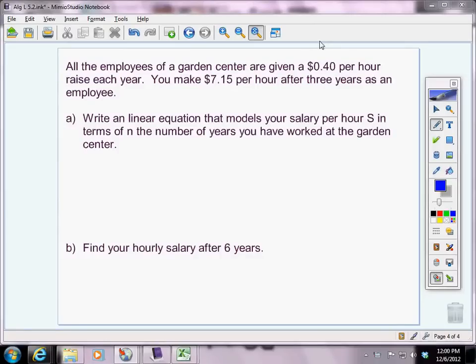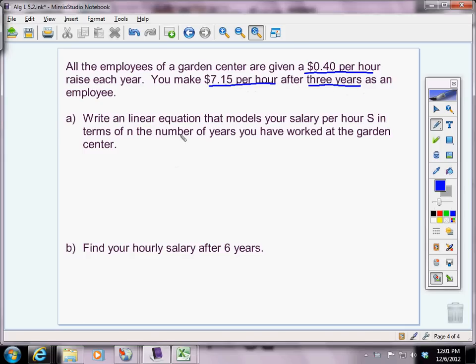Let's look at a real life example of how we can use an equation with real life information to make a prediction or figure something out. If you look at this example, it says all the employees of a garden center are given a 40-cent per hour raise each year. Now then it says you make $7.50 per hour after 3 years as an employee.